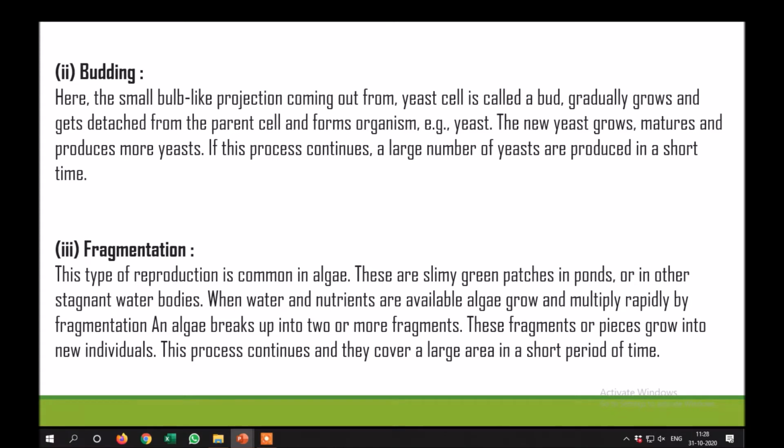The third one is fragmentation. This type of reproduction is common in algae. These are slimy green patches in ponds or in other stagnant water bodies. When water and nutrients are available, algae grow and multiply rapidly by fragmentation. An alga breaks up into two or more fragments. These fragments or pieces grow into new individuals. This process continues and they grow, covering a large area in a short period of time.